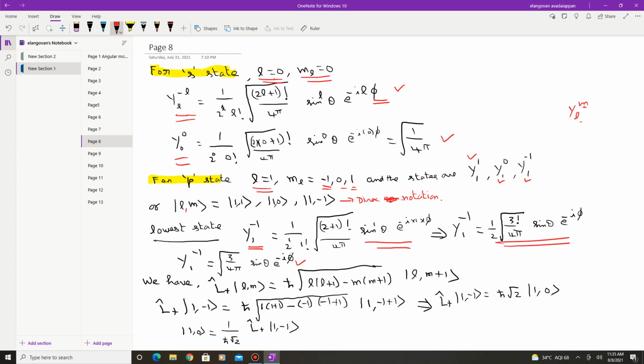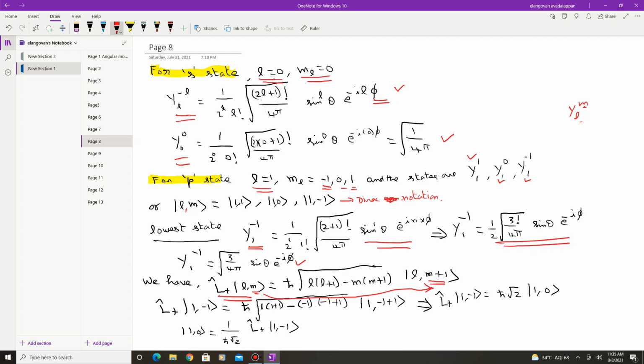Now from the lowest state, the highest state can be generated by applying the raising operator. Now the raising operator L plus acting on the state ket L, m is equal to h cross, this is the definition, square root of L into L plus 1 minus m into m plus 1, and the ket L comma m plus 1. So from m it is raised to m plus 1 because of the raising operator.